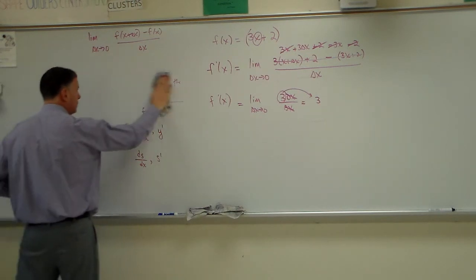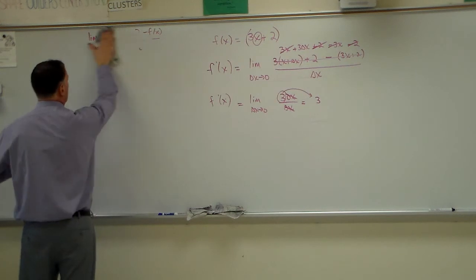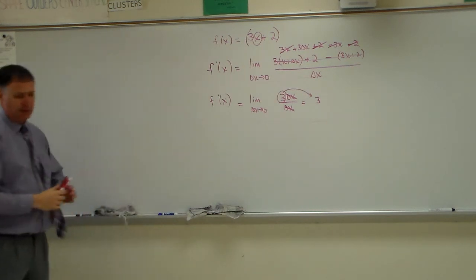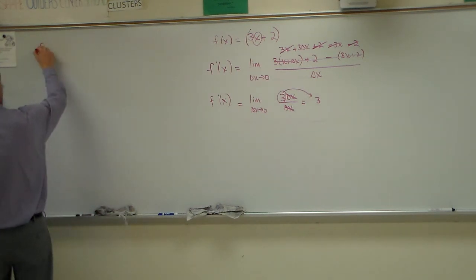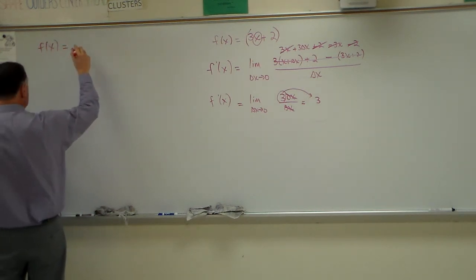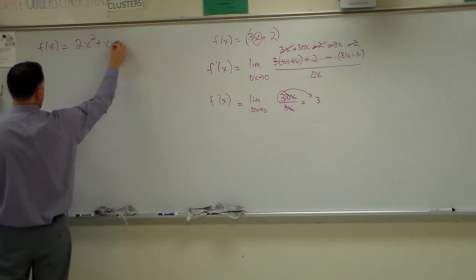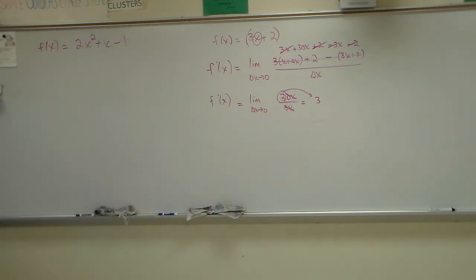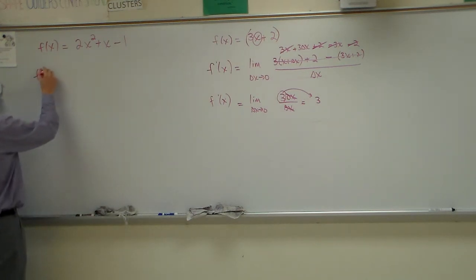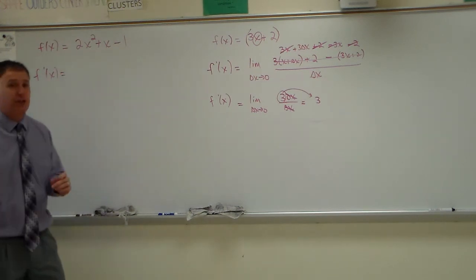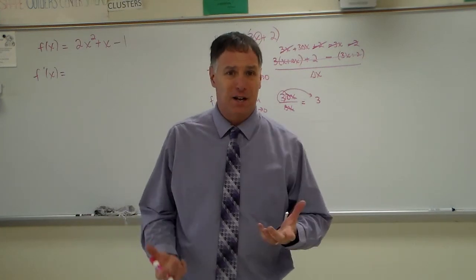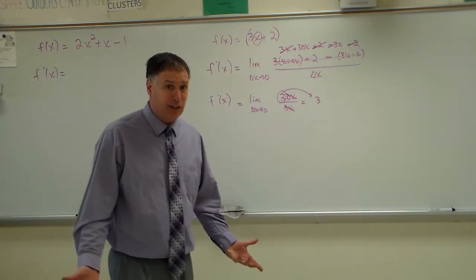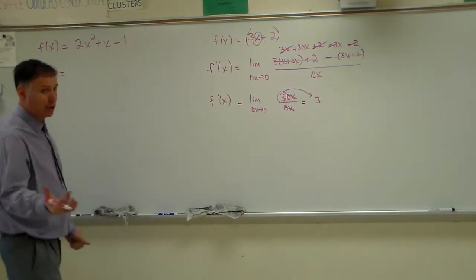Let's look at one that's a little bit more complicated. A little bit more algebra. I erased the formula. We know the formula. So f of x equals 2x squared plus x minus 1. Well, here we go. Ready? F prime of x. And if you think you can do this, I bet a lot of you can already. Pause the video, try it, see what you get. That's how you learn. I can't be there to hold your hand. Okay?